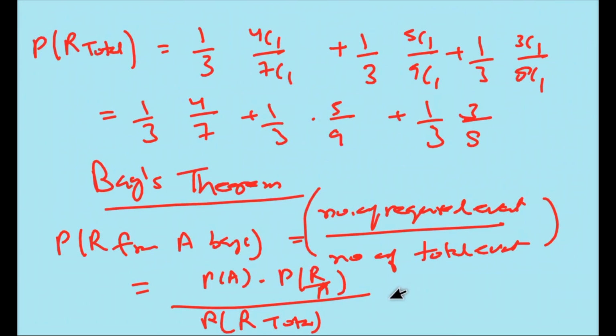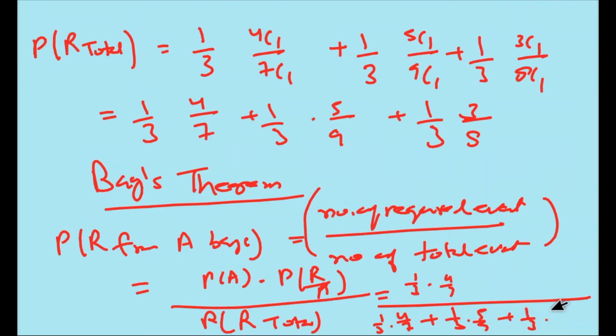Okay, students. So we can write the values here: 1 by 3 into 4 by 7 upon 1 by 3 into 4 by 7 plus 1 by 3 into 5 by 9 plus 1 by 3 into 3 by 8. Now you can solve this. So students, using the Bayes theorem, if you want to know something from a particular bag, we can use the Bayes theorem.